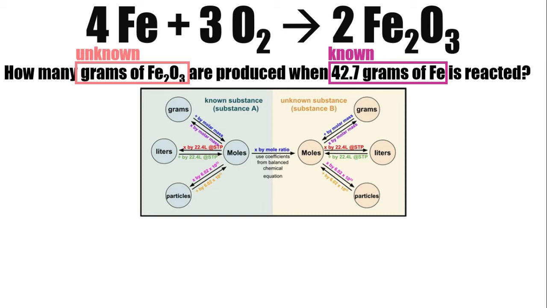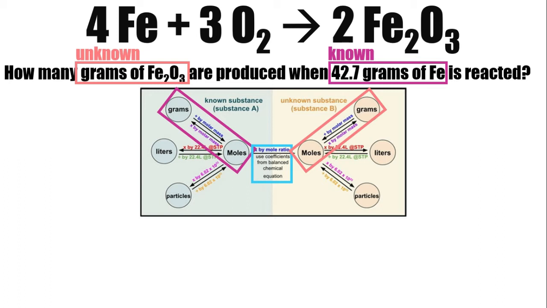Fe2O3. By just looking at the MERM, you will already know what to do. The plan will be to convert the mass of the known substance to its mole. Then get the mole ratio to get the moles of substance B and convert it to its mass.